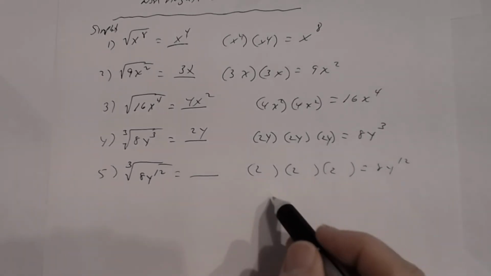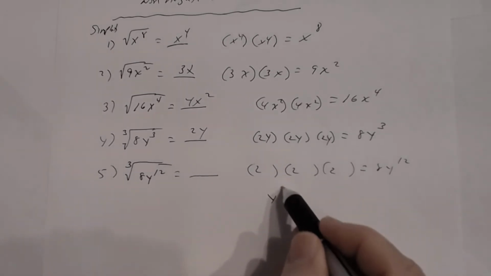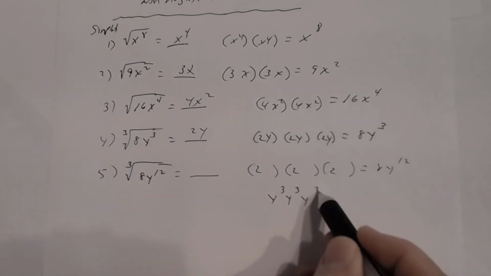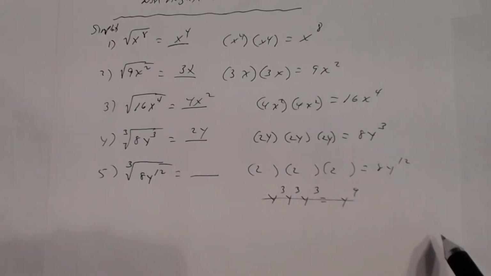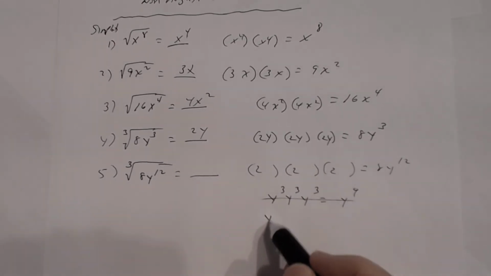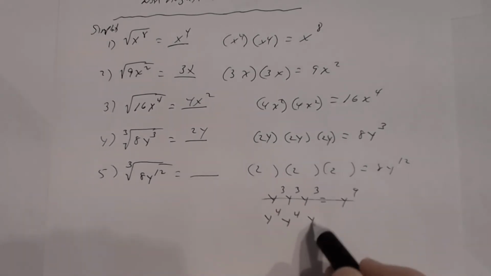All right, so you have to think about it. You may say, well, what about y cubed? Well, let's think about it. What's y cubed times y cubed times y cubed? Well, that's y to the 9th, so that's not going to work. What about y to the 4th? Well, y to the 4th times y to the 4th times y to the 4th.